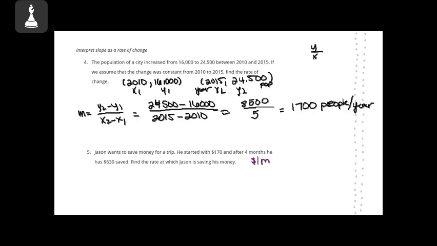So 630 minus 170 is the money change over 4 months. So if I take 630 minus 170, that's $460 that he gained over 4 months. And if I do that division, I get $115 per month as what he is saving.